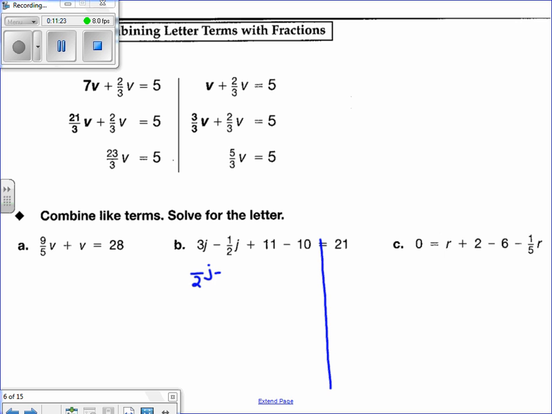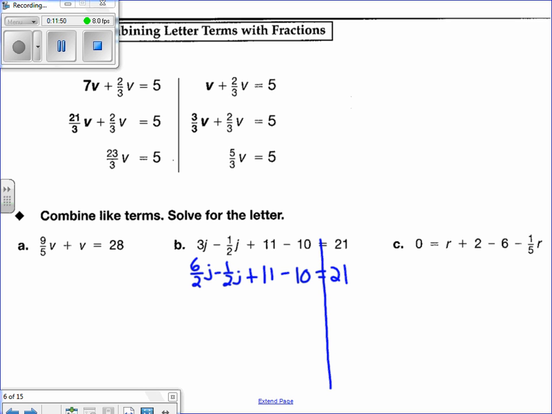And now to get the top number for that fraction, I just take that 2 times the 3. 2 times 3 gives me 6. So my 3j has become 6 halves j. And if you figure that out, 6 over 2 is the same as 3. So we didn't change the value of it at all. We just wrote it as a fraction. I'm just going to rewrite the rest of my equation here.